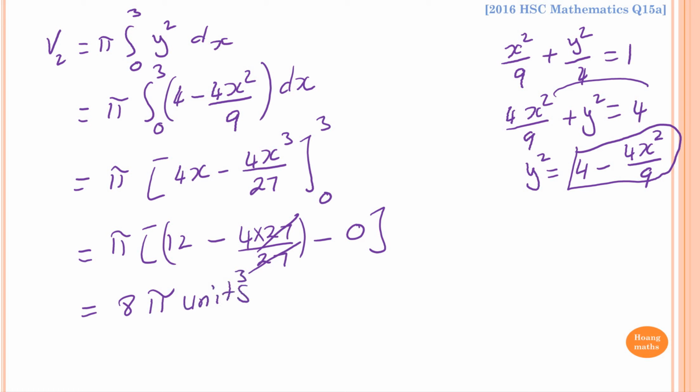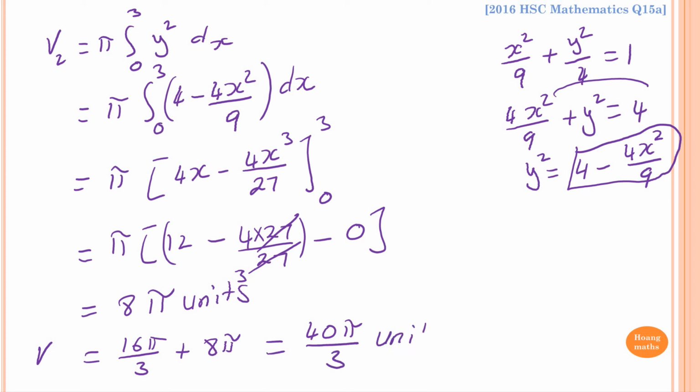Therefore, the total volume is equal to V1 plus V2, so V1 is 16 pi over 3 plus 8 pi, which gives me, you can just put it in a calculator, otherwise just work that out, 40 pi over 3 cubic units.